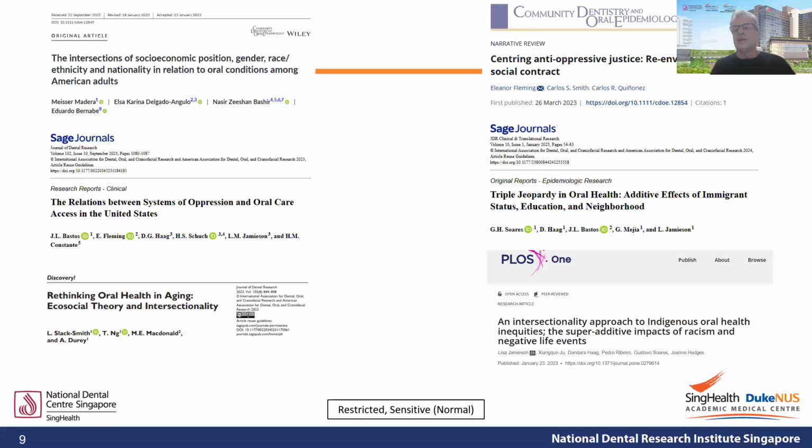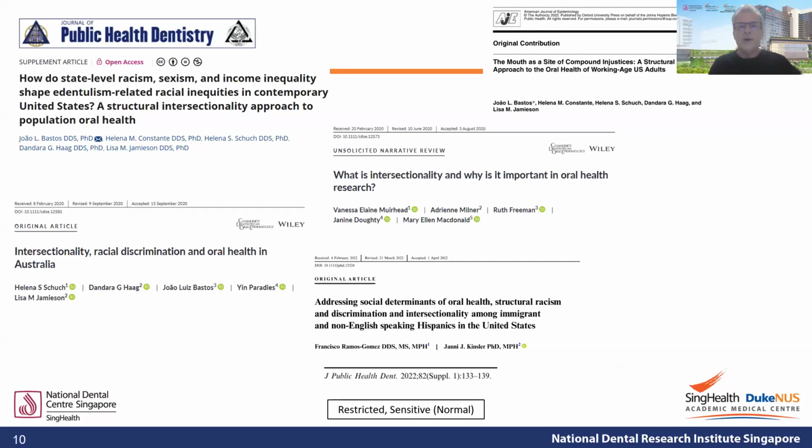I didn't conduct a systematic review, but I did a quick review combining intersectionality and oral health in PubMed, and I found, as you can see, 12 papers, most of them from groups based in the UK, in Brazil, in Australia. You can see the intersection of socioeconomic position, looking at gender, ethnicity, nationality. All of them attempt to move beyond the single axis of socioeconomic inequalities.